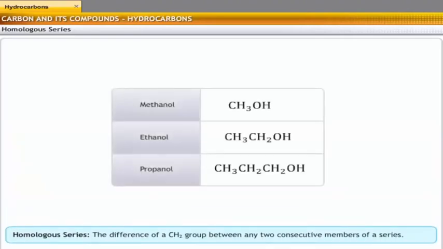Let's consider the family of alcohols. The functional group in alcohols is OH. Methanol has the molecular formula CH3OH, ethanol has CH3CH2OH, and propanol has CH3CH2CH2OH. We observe that the difference between methanol and ethanol, and between ethanol and propanol, is a CH2 group.